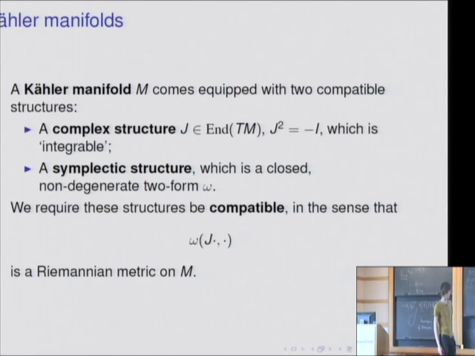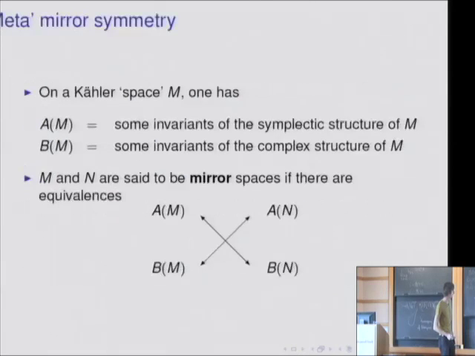It also comes equipped with a symplectic structure, which we've heard about in Doris and Mark's talks. This is a closed, non-degenerate two-form omega on our manifold. And we want these to be compatible in the sense that if you plug them into each other like that, then you get a Riemannian metric on your manifold. On Kähler manifolds, and I can talk about more general things than manifolds, but let's just think about manifolds for this talk, you can define two kinds of invariants.